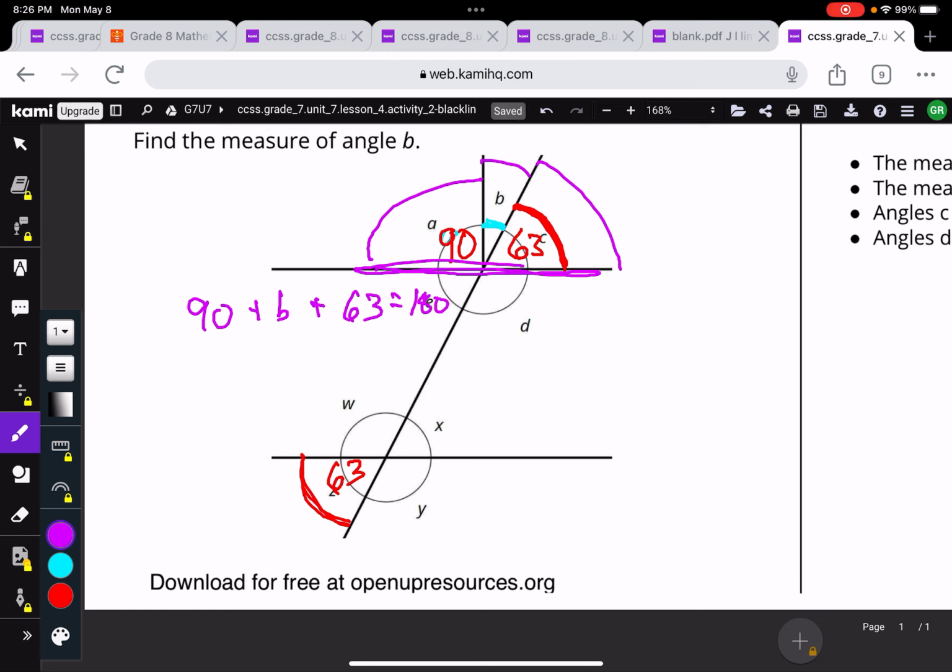So what do we do now? I'll let you figure out the rest. Hopefully you noticed that we should add 90 and 63 first, and notice that's 153 plus whatever that angle B is. And next we subtract 153, and B would equal 27, I believe, not 37, 27.